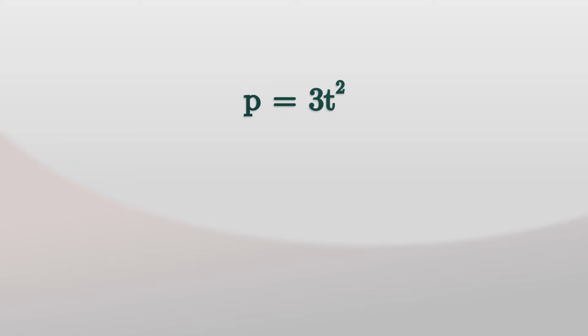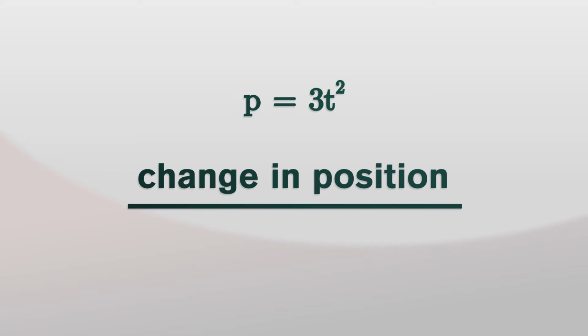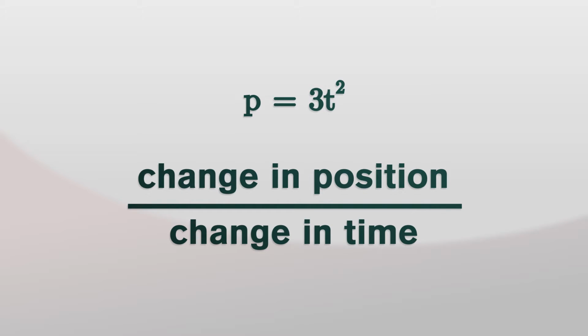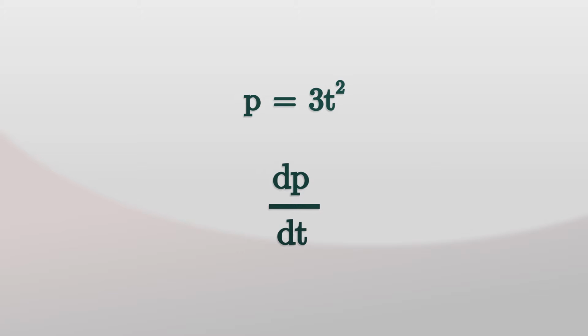To differentiate a polynomial, first we'll look at what happens to the left-hand side. As we saw in the last video, differentiating calculates the rate of change. So instead of position, we have change in position over change in time. In other words, dp over dt. Now we can differentiate the right-hand side of the equation.